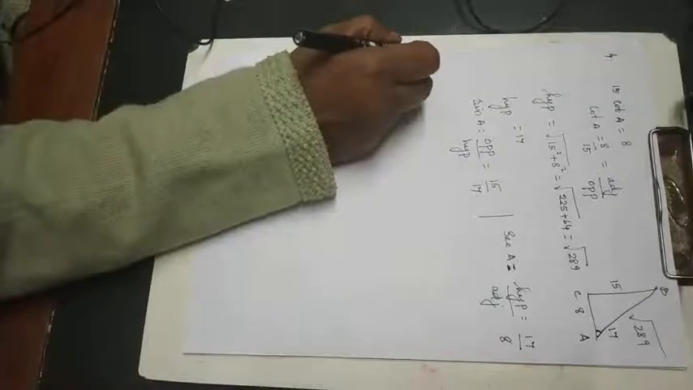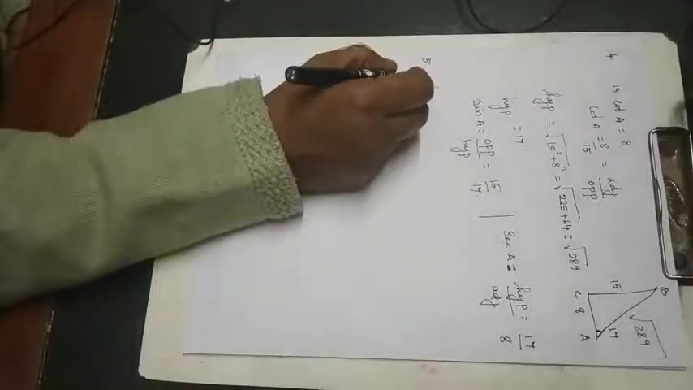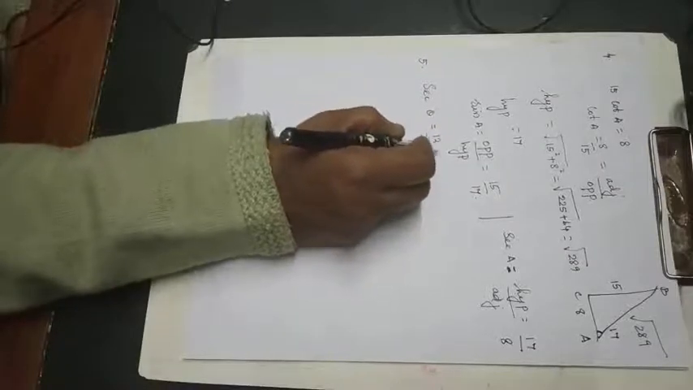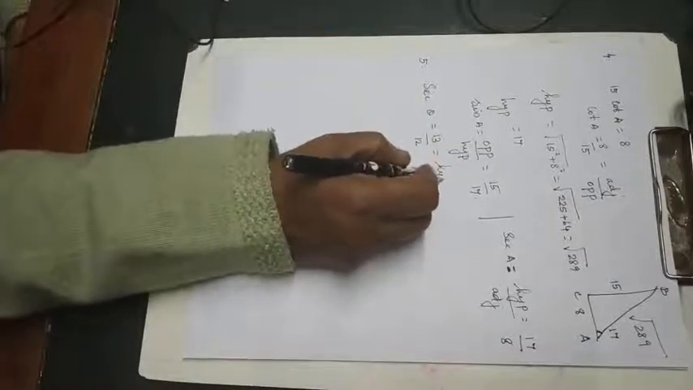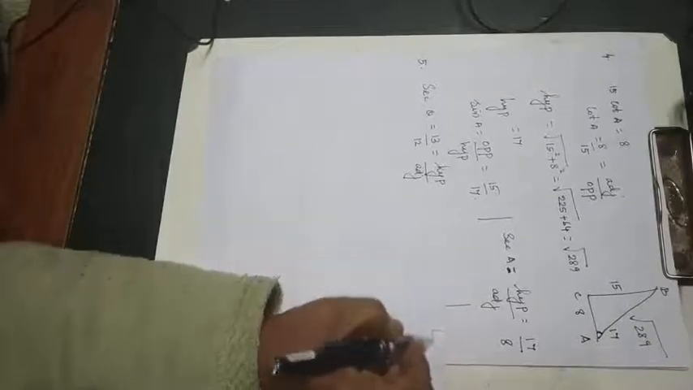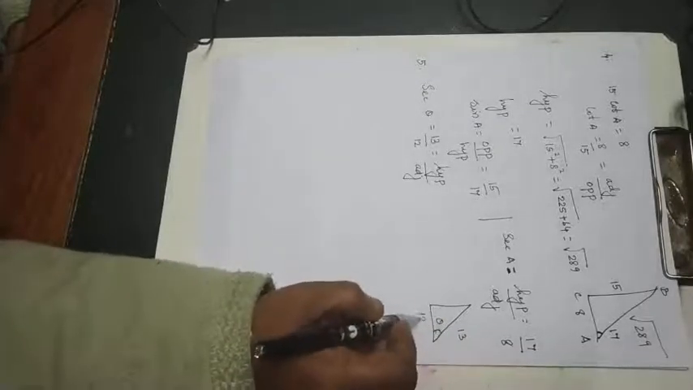Now the fifth one. Given sec theta is equal to 13 by 12, calculate all other trigonometric ratios. So sec theta is given, you are asked to find out all other trigonometric ratios. So sec theta is equal to 13 by 12. What is sec theta? That is hypotenuse by adjacent side. So let us draw that figure. Let this be theta. So hypotenuse is 13, adjacent side is 12.